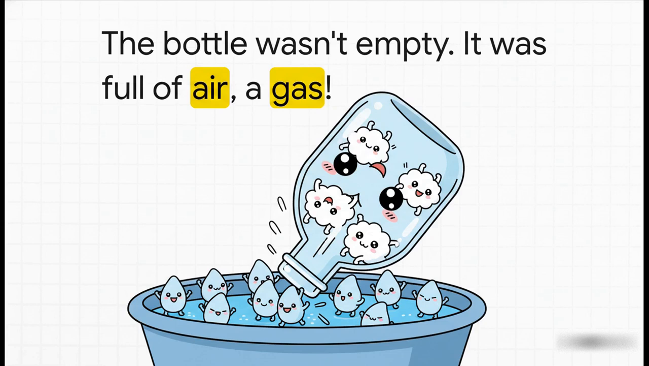It's air. The bottle wasn't empty at all. It was completely full of air. And that air, a gas, is taking up all the space inside, physically blocking the water from entering. So this is perfect proof that gases occupy space.